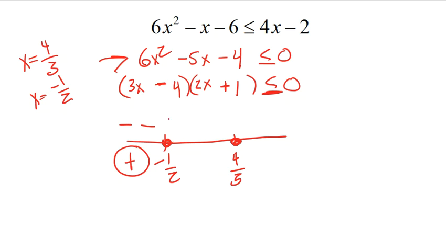All right, pick a number in between. The easy one is 0. 3 times 0 minus 4 is negative 4. 2 times 0 plus 1 is positive 1. A negative and a positive makes a negative. And then pick a number greater than 4/3. 5. 3 times 5 is 15.